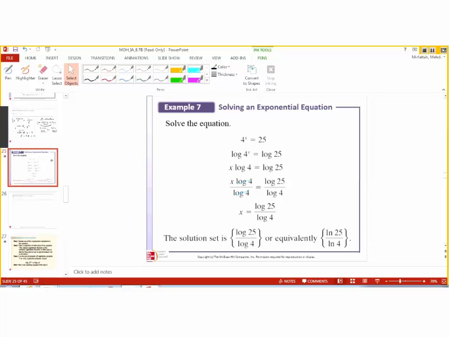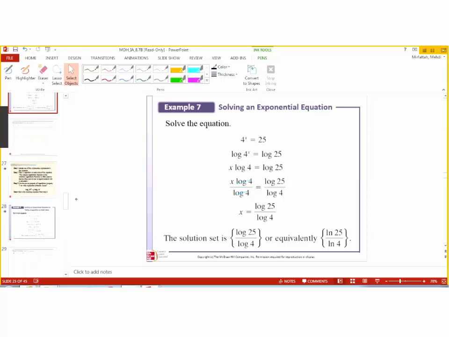So this would be another example here. Solve the equation for x. Now, when the variable happens to be the exponent, like in this case, what you can do is take a log of both sides. So you can move this x to the other side.